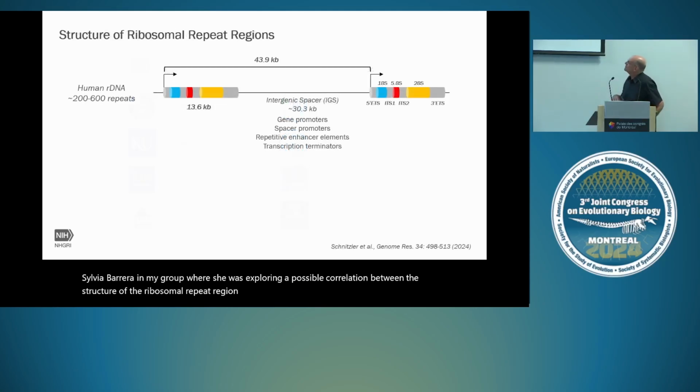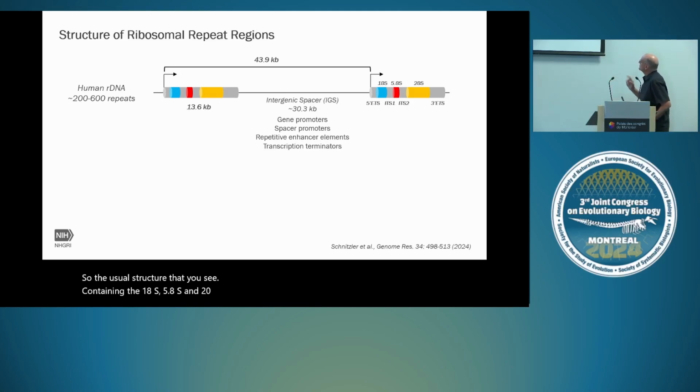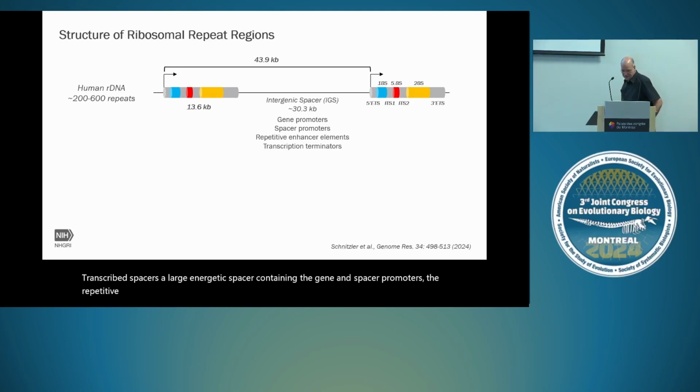So in the top, we have the structure of the ribosomal repeat regions in human. So the usual structure that you see containing the 18S, 5.8S, and 28S genes, as well as the externally and internally transcribed spacers, a large intergenic spacer containing the gene and spacer promoters, the repetitive enhancer elements, and the transcription terminators.